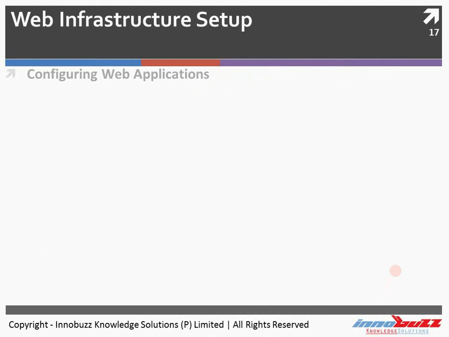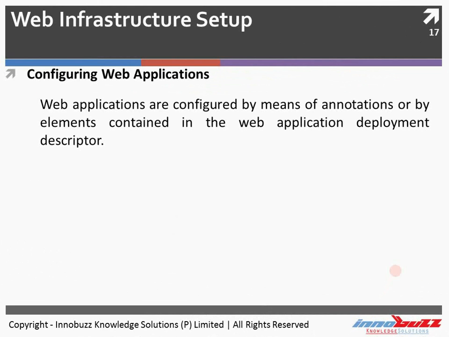Continuing with the infrastructure setup, next we have configuring web applications. Web applications are configured by means of annotations or by elements contained in the web application deployment descriptor. So it means that the web.xml we saw earlier, which is nothing but the web deployment descriptor, contains all kinds of configuration details of web applications. Currently, in the latest versions of any kind of web application, we have configuration through annotations, which is the latest feature and can be configured through the program.